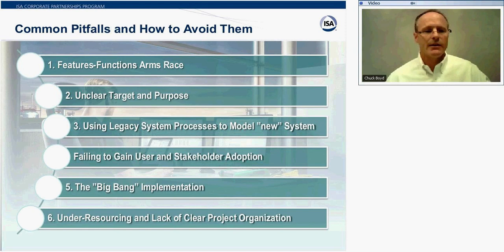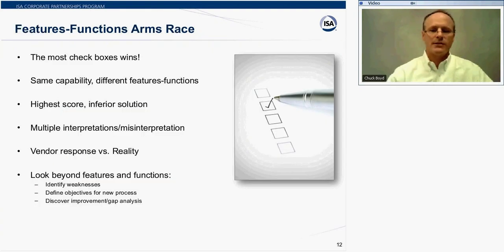So these are 6 pitfalls that we've kind of highlighted. These are the most common, so let's just get right into them. The features and functions arms race. This is where you're going to accumulate all of your requirements, you put it into a feature and function matrix, and then you're going to shop it to potential suppliers, and the one that can check off the most boxes wins. So what this does is it forces us to focus on features and not really on the business objectives that we're trying to achieve here. So we're leaving a lot on the table.